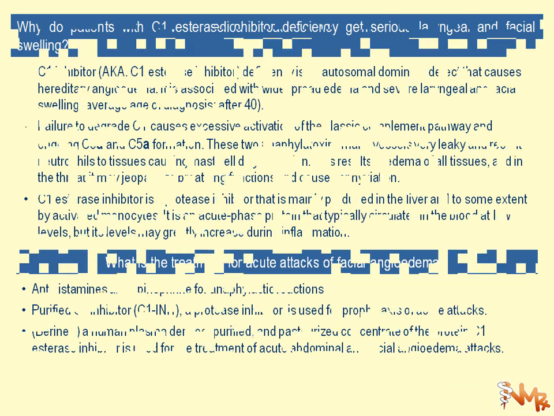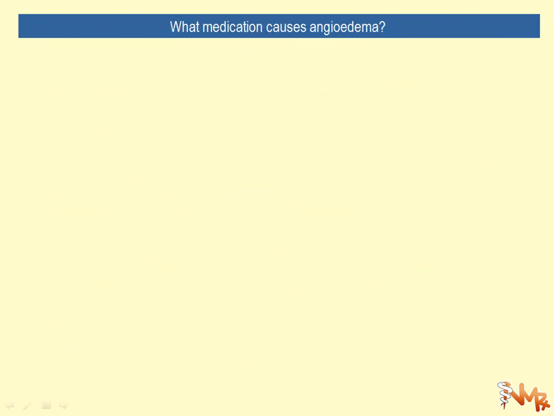So, what medication causes angioedema? There are some medications that also may cause angioedema formation. These are going to be the ACE inhibitors. Why do they do this? Because of bradykinin formation. And it's the bradykinin that causes the reaction.